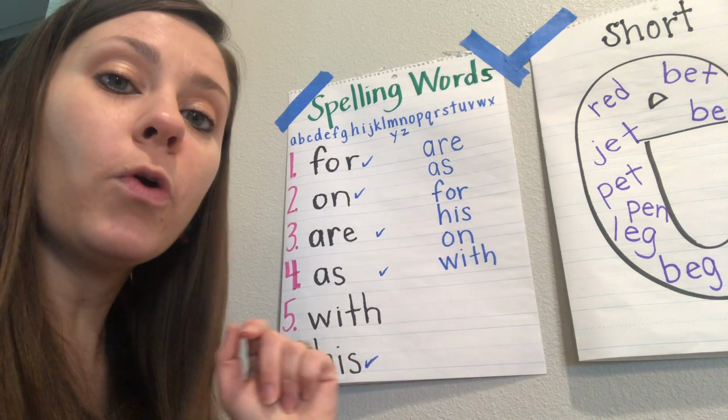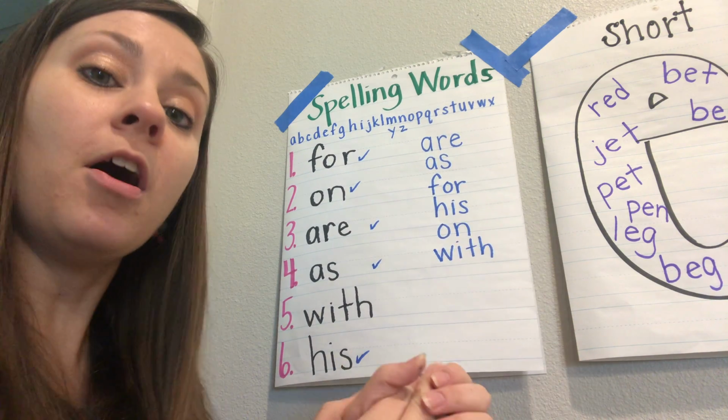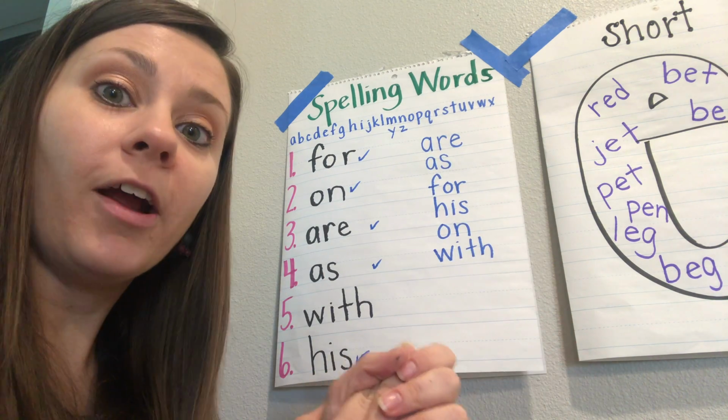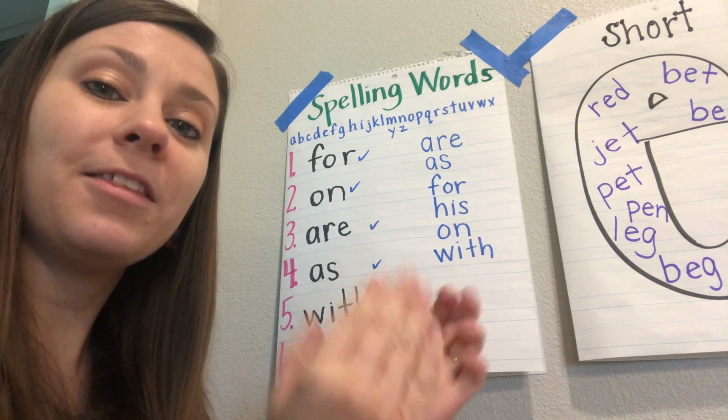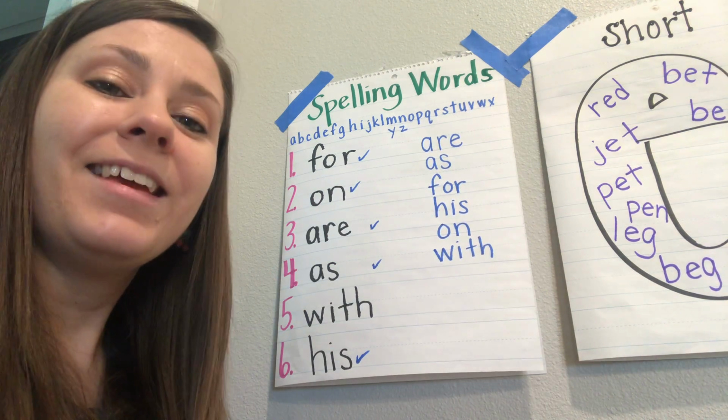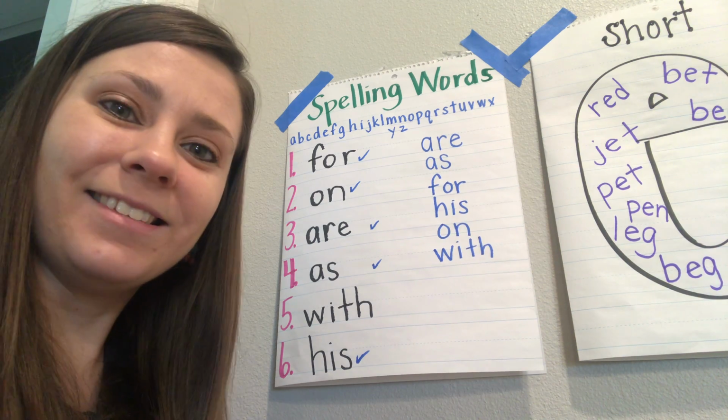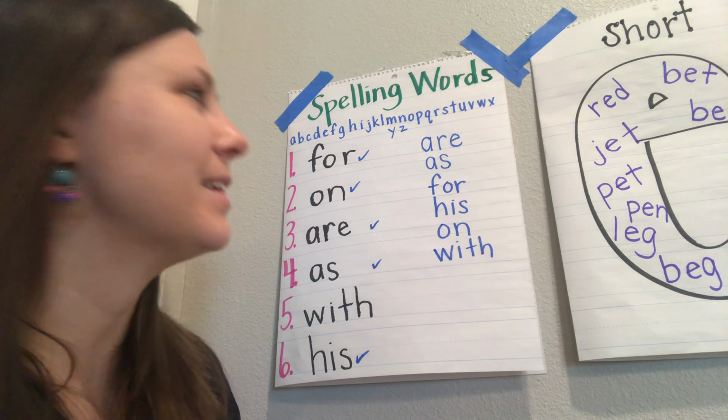All right, let's see if we can do these faster now. Ready? For. F-O-R. For. On. O-N. On. Are. A-R-E. Are. As. A-S. As. With. W-I-T-H. With. His. H-I-S. His. I wonder if you can go faster than that. You'll have to practice at home.